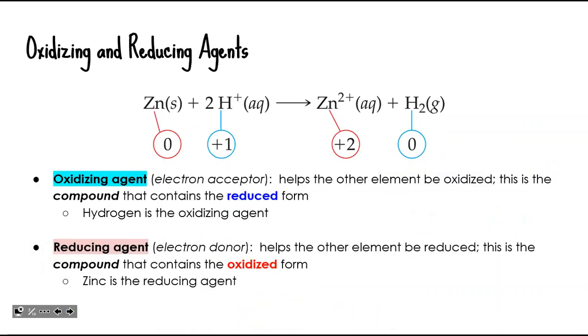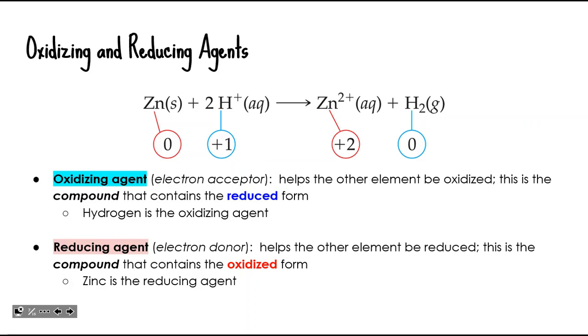All right, let's talk about the agents. The agents are opposites. They're going to be the opposite. So, oxidizing agent is the electron acceptor. It helps the other element be oxidized. Remember, this is a paired situation. So, one element's gaining electrons, the other one is losing electrons based off of the counting of the oxidation states. So, if one particular element is being reduced and gaining electrons, it is now causing the oxidation of the other element. So it would be considered the oxidizing agent.